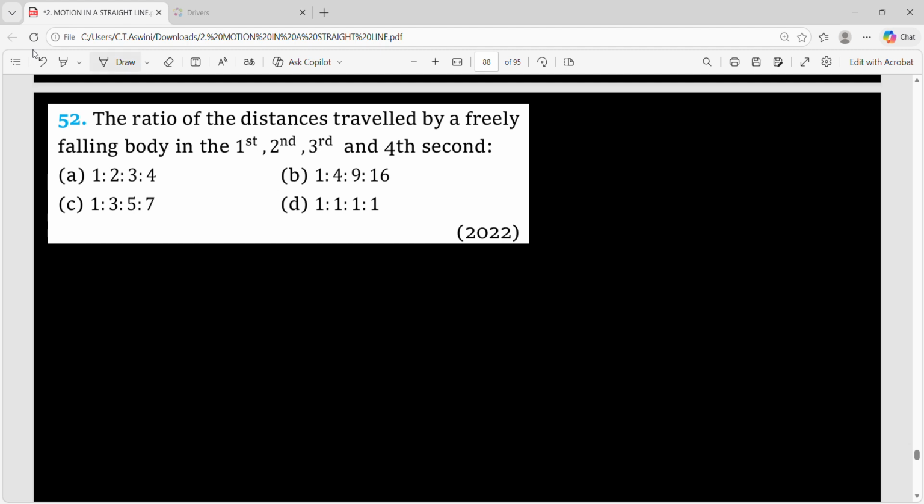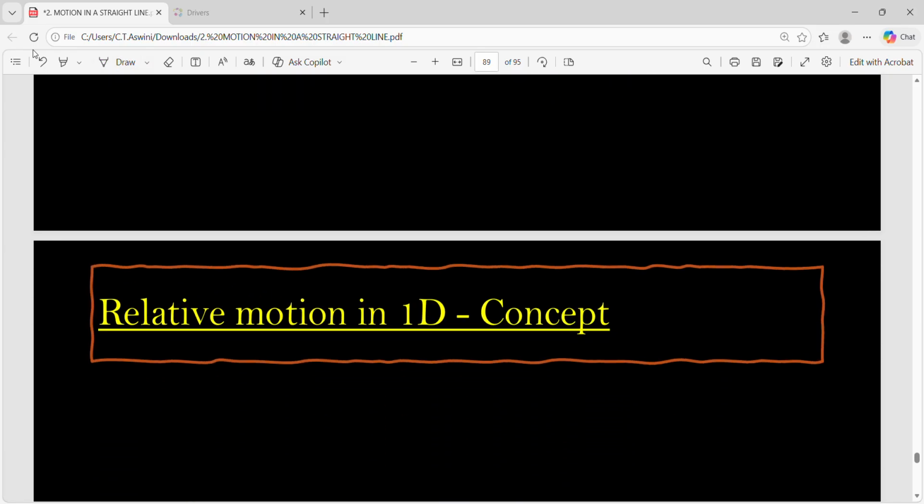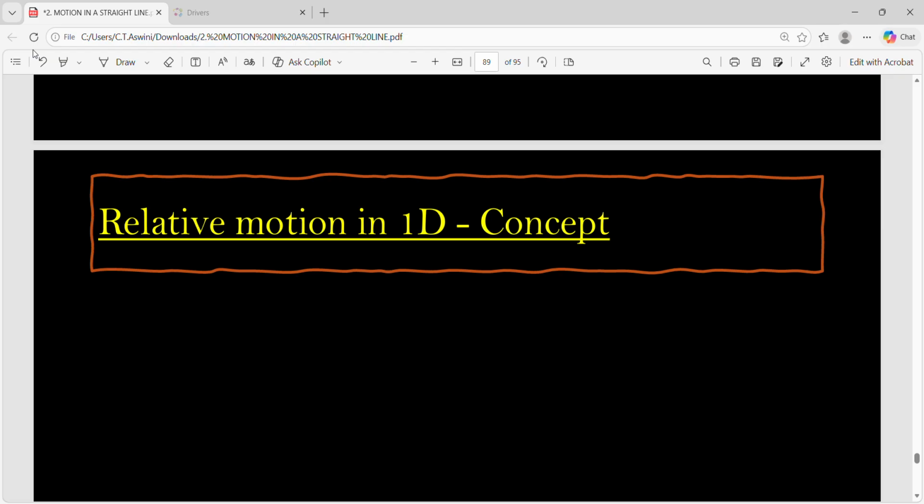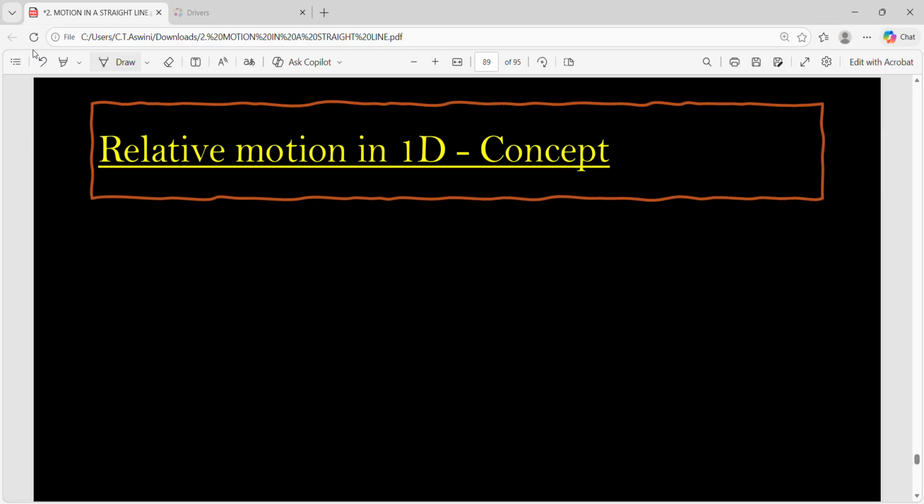We'll do one more problem. The ratio of distances traveled by a freely falling body. That means initial velocity is 0 again. In first, second, third and fourth second. That means equal time intervals. So what will be the distances ratio? It is odd number ratio. So directly 1 is to 3 is to 5 is to 7. So that's Galileo's concept.